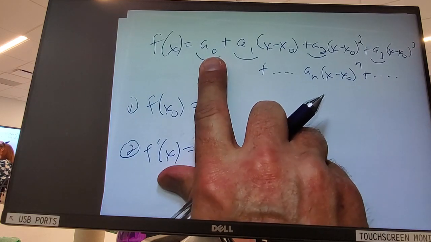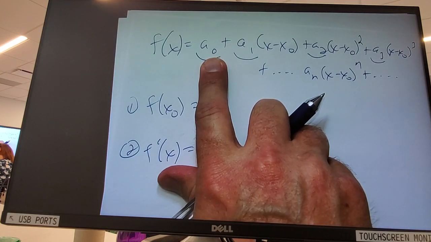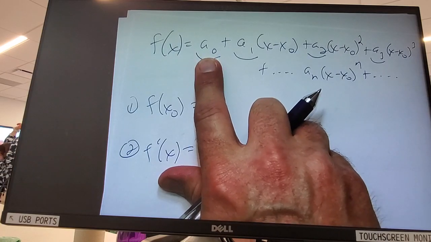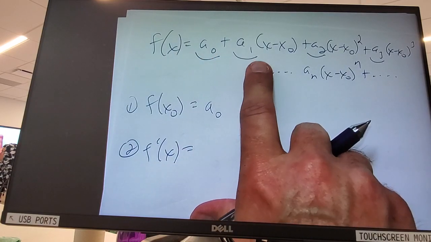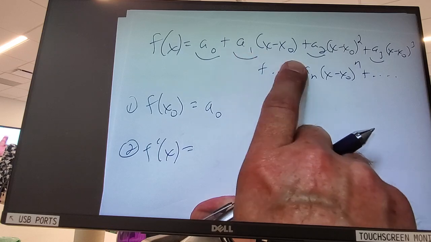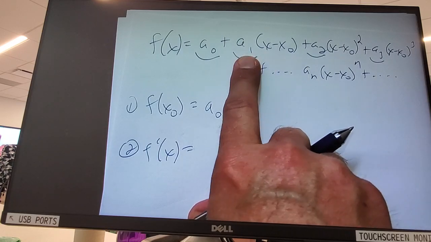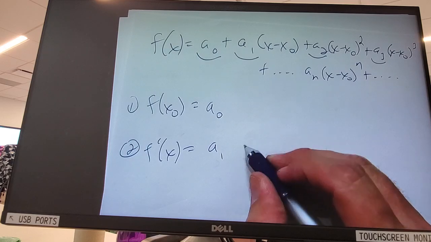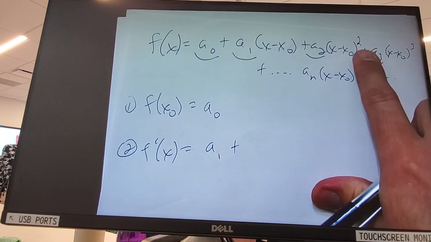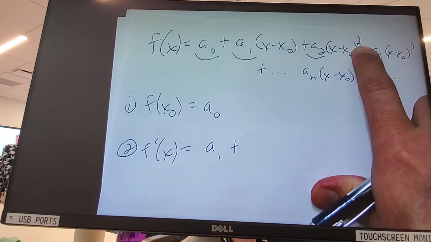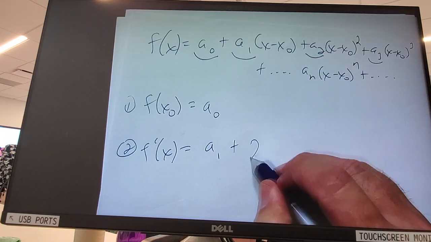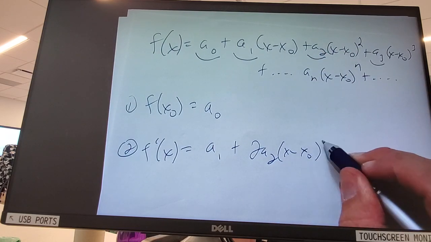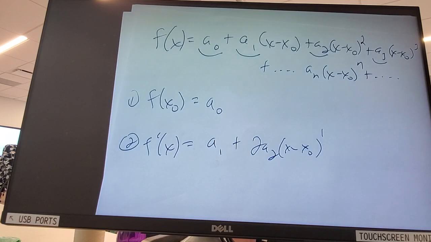What does this become? No. Do you see any x's here? It's a constant, totally. So what's the derivative of a constant? 0, thank you. What's the derivative of this? A1. Yes? What's the derivative of this? 2a2 times what? X minus x naught to the first, yes?